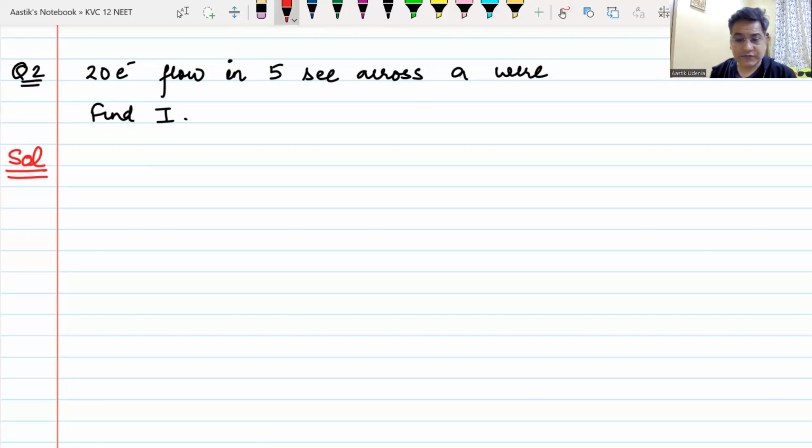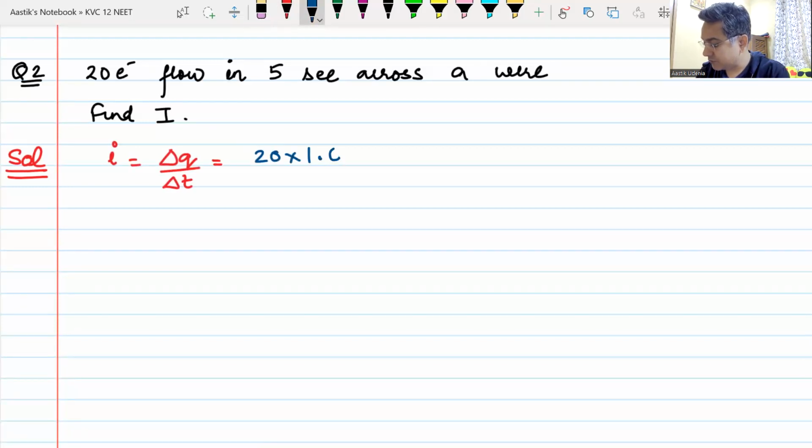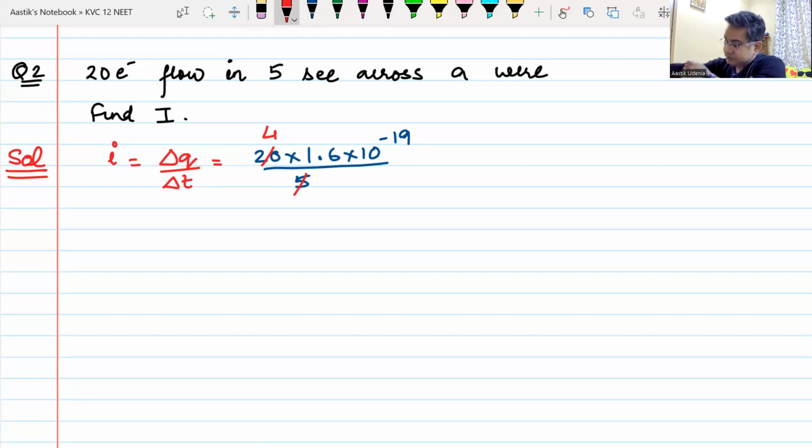Okay, then I will solve it for you. How will I find the current? Current is total charge divided by total time. Total charge in this case is 20 electrons, so 20 multiplied by 1.6 into 10 raised to the power minus 19, divided by total time, which is 5 seconds. So I can cancel it, and that is your answer. I think it is 6.4 into 10 raised to the power minus 19 amperes.